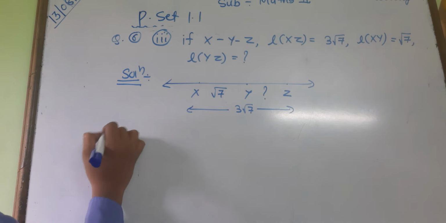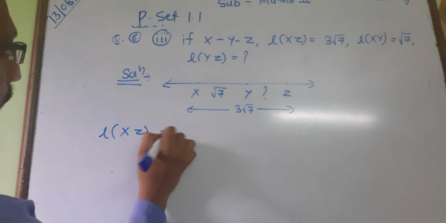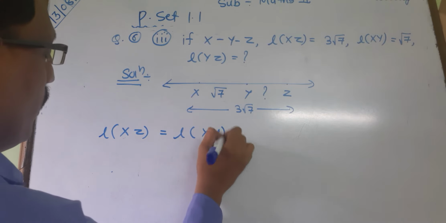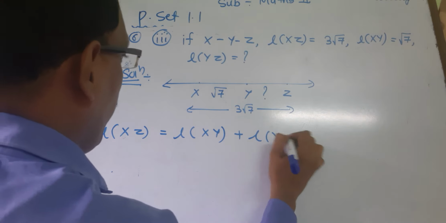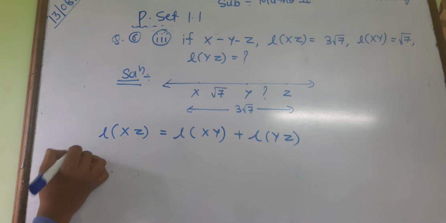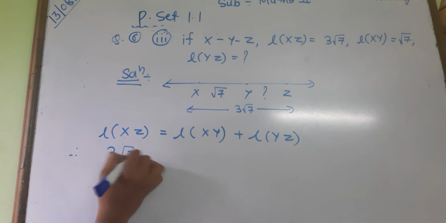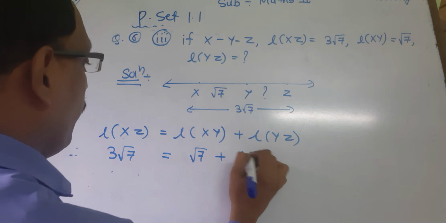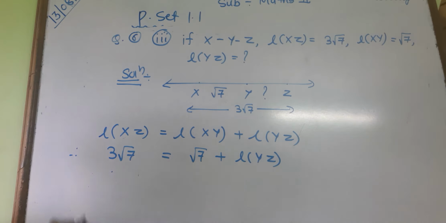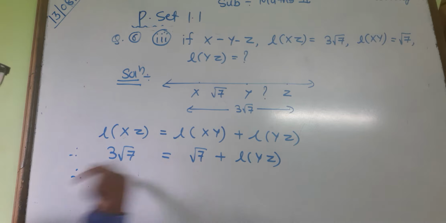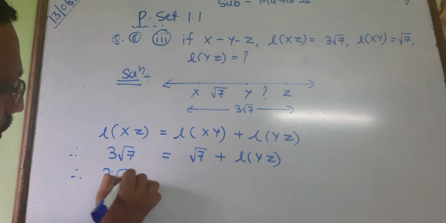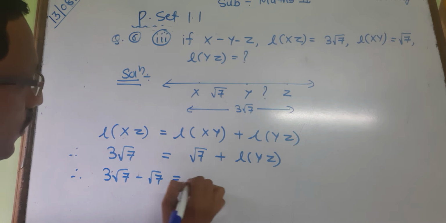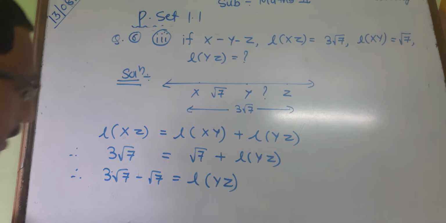So let us start. Length of XZ is equal to length of XY plus length of YZ. Now length of XZ is 3 root 7, length of XY is root 7, plus length of YZ. Now just transfer root 7 to the left hand side. It will be 3 root 7 minus root 7 is equal to length of YZ.